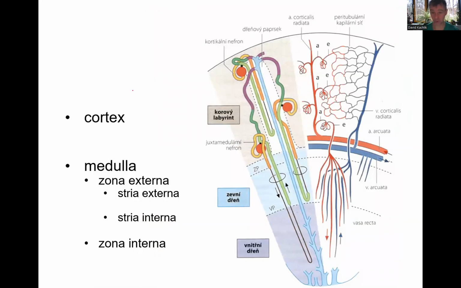So again, here to show that we have a cortex. The cortex forms the so-called labyrinth, and the medulla can be divided into an external zone with two bands, external and internal, with a straight part of the proximal and straight part of the distal tubule, and an internal zone containing the intermediate tubule. And don't forget about these medullary rays, and the medullary ray contains a collecting tubule.